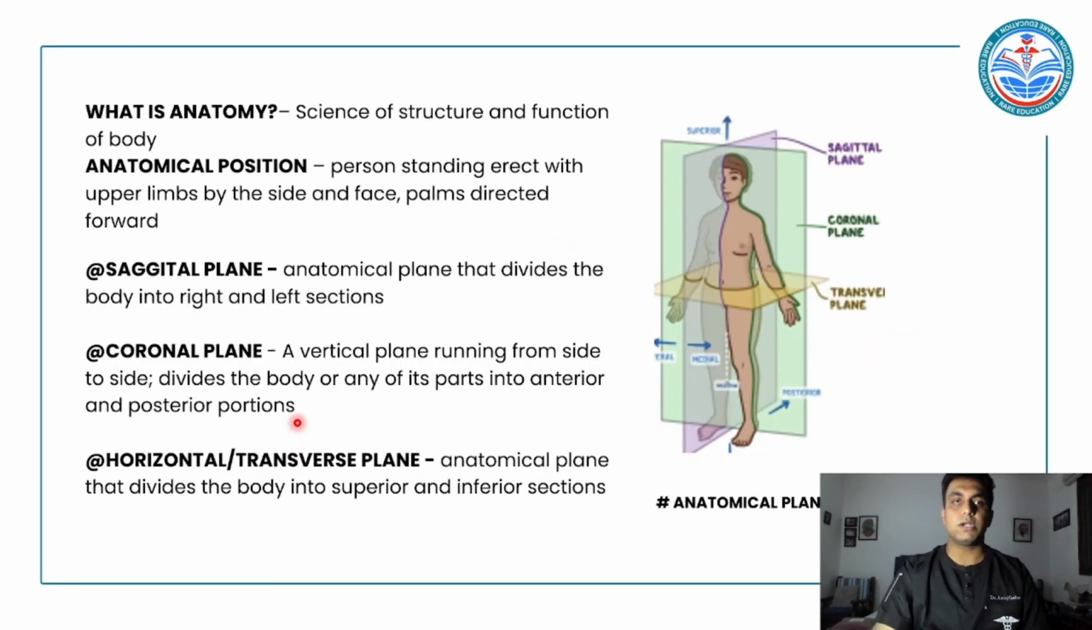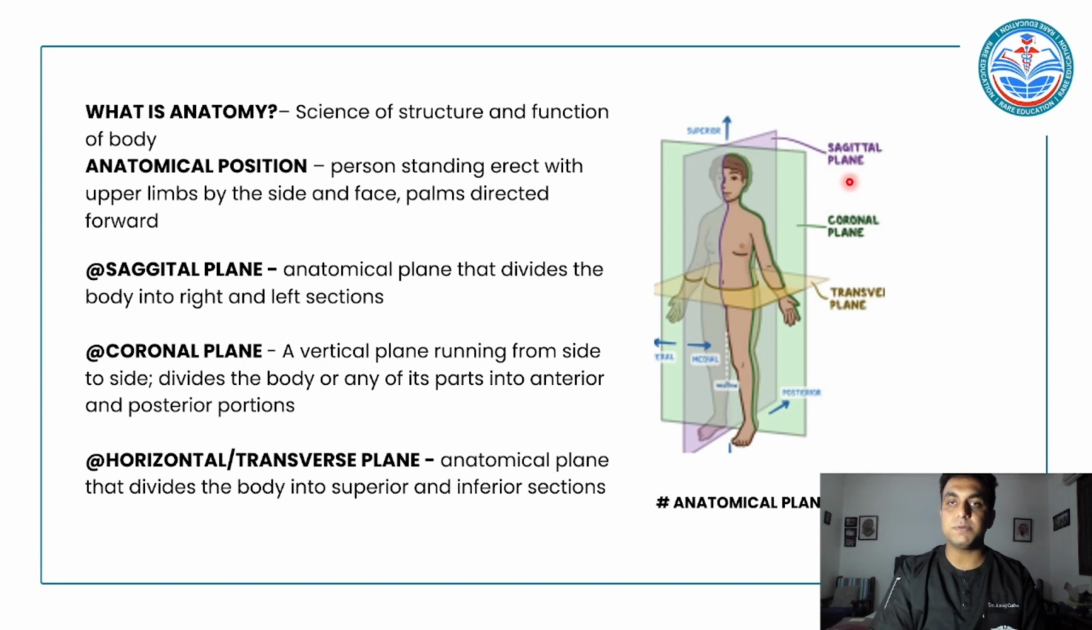So, what is anatomy? Anatomy is basically the science of structure and function of the body. Now, that means that in anatomy, we do not just study the structure, but we also study the function of the body. Now, we have to study what is anatomical position, because everything in anatomy will depend on anatomical position. So, anatomical position is termed when a person is standing erect with upper limbs by the side and the face and the palms are directed forward.